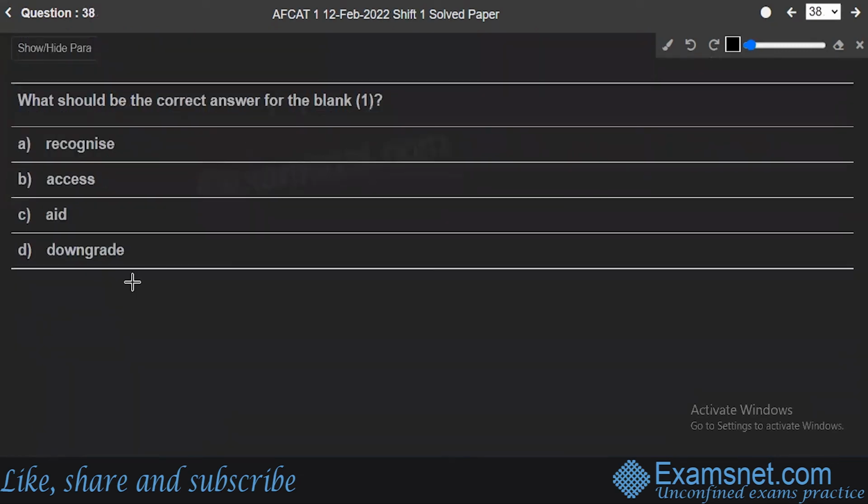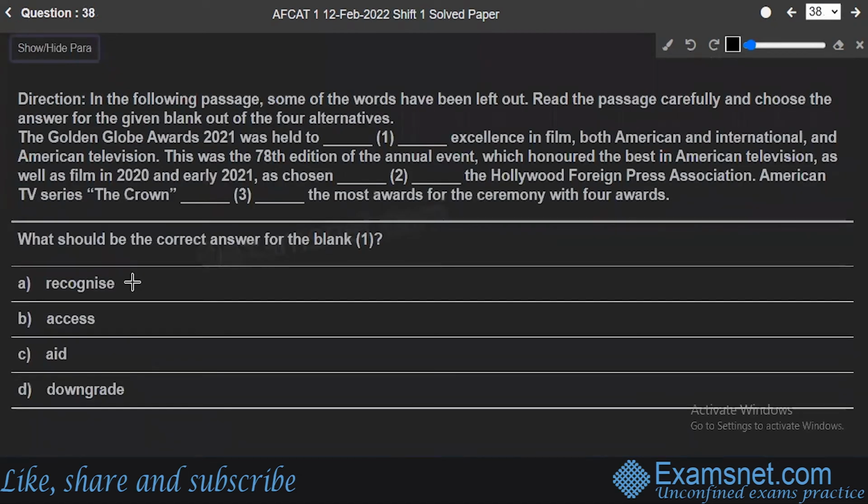Next is question number 38. Here are some of the directions which are given to you. In the following passage, some of the words have been left out. Read the passage carefully and choose the answer for the given blank out of the four alternatives. So I'll be moving on one by one with all the blanks.